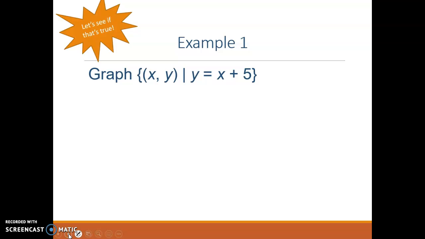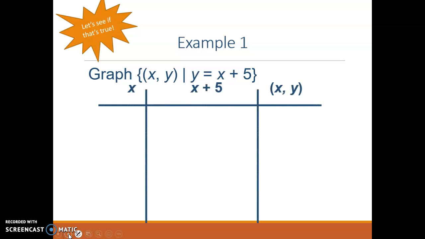Let's look at this function, y equals x plus 5, and graph it. So we're going to make a table here. We're going to choose any x values that we want. We're going to plug in to x plus 5, and we'll get our coordinates here. Once we plot these, we'll see if in fact they do form a straight line. So let's go ahead and choose negative 2 and plug that in.